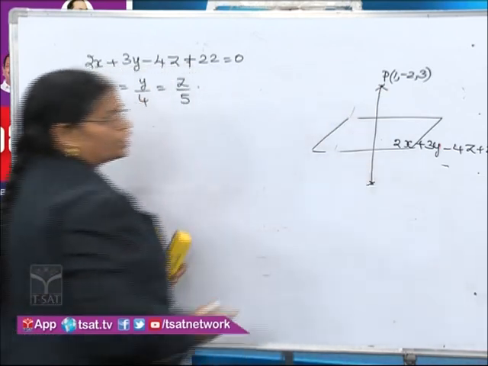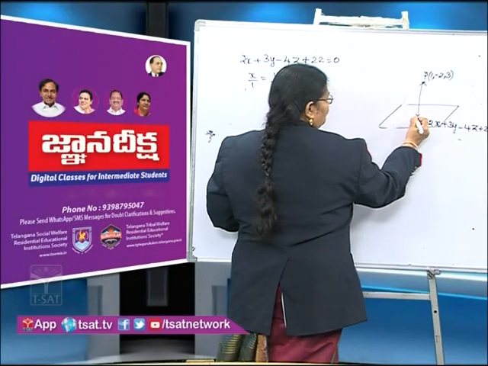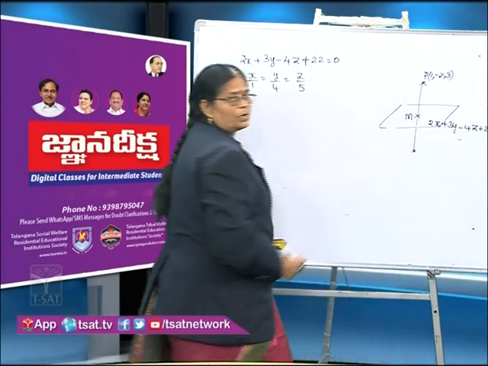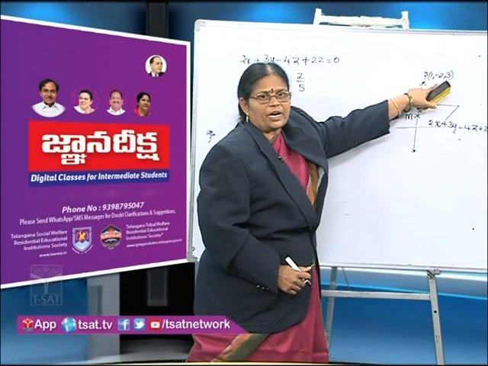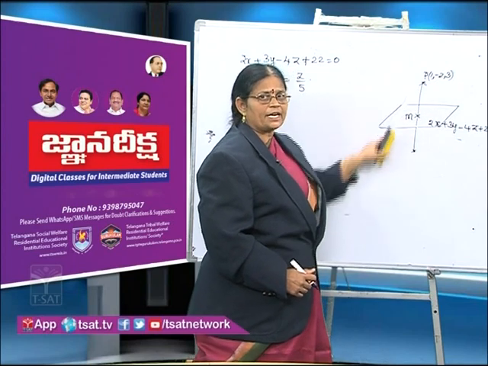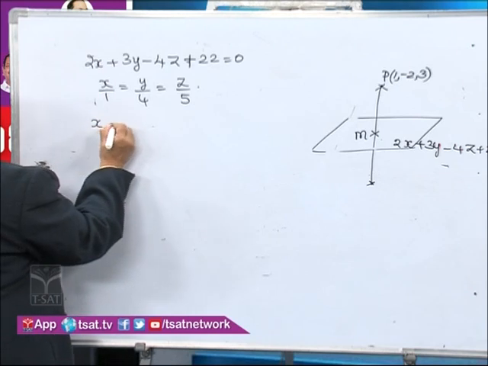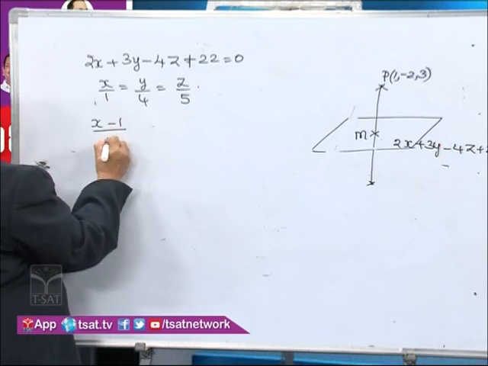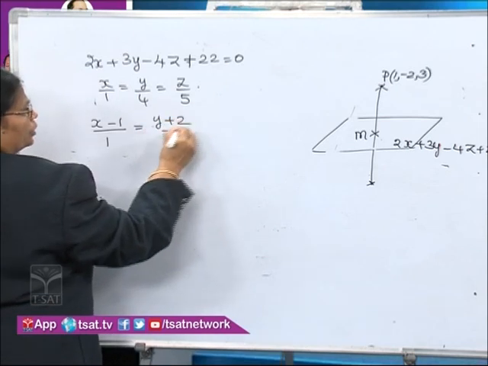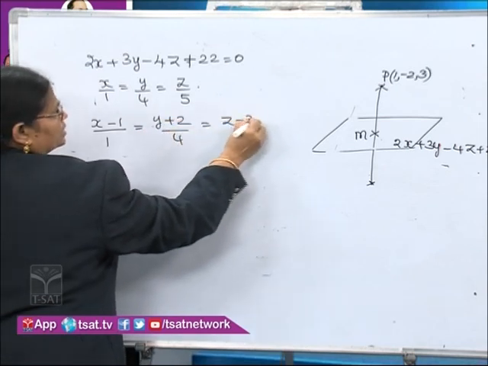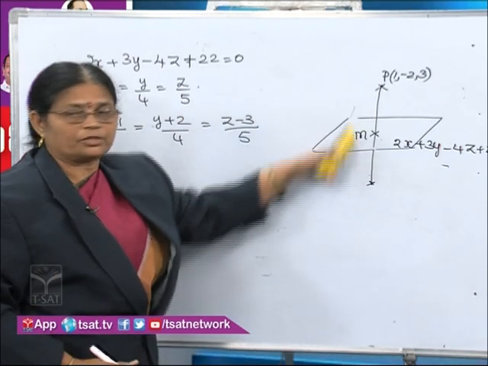You want to find out the image distance, PQ distance. So, let me find any point M on this line. Now, because this is passing through (1, -2, 3) and it is parallel to the given line, the equation of the line PQ will be (x - 1)/1 = (y + 2)/4 = (z - 3)/5. This is the line PQ equation.